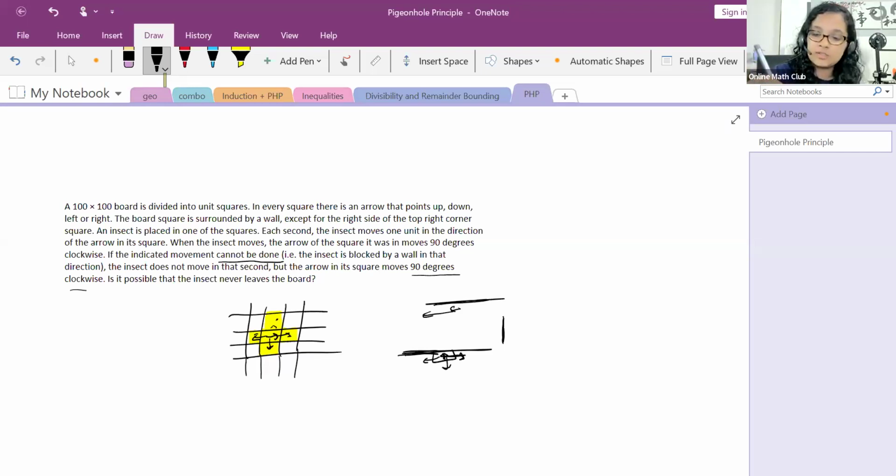Okay, so we are almost done. We can then show that the square next to the opening, the insect enters here infinitely many times. And that means that in one of the times the arrow must be going this way. So it can be.